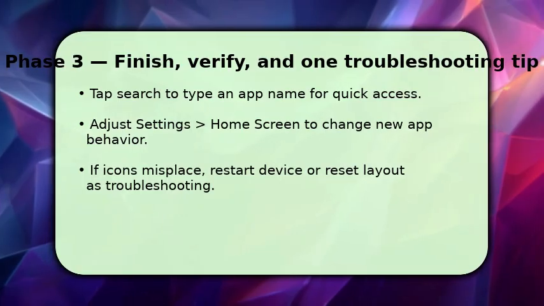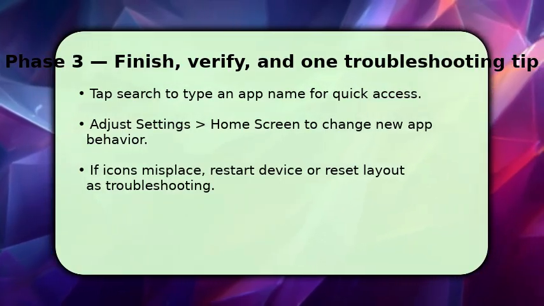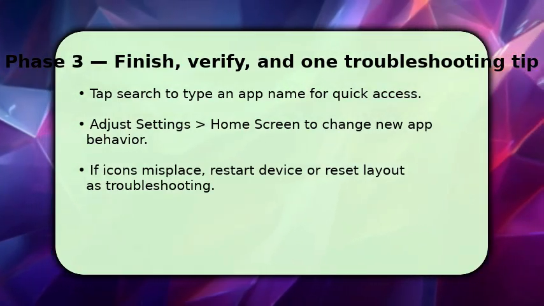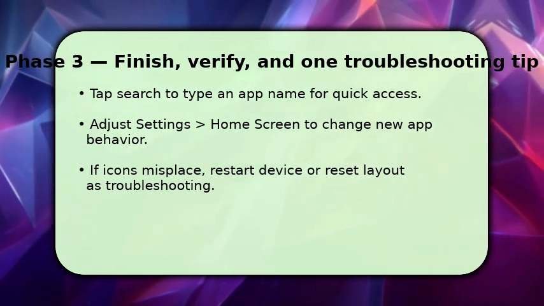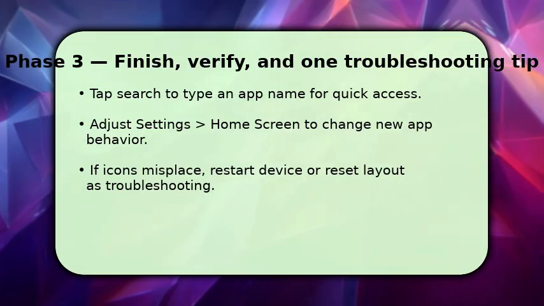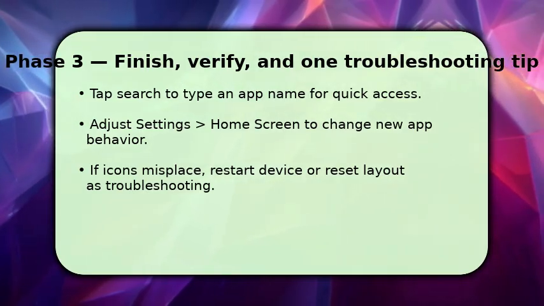To finish, use the app library search to verify apps are where you expect them. This is faster than scrolling. Make sure to check Settings Home Screen to choose whether new downloads appear on the home screen or only in the app library. This affects future organization.